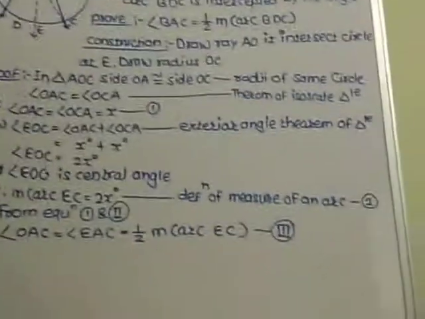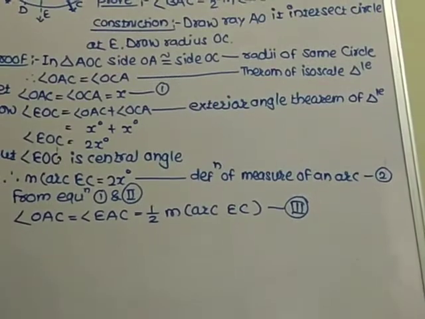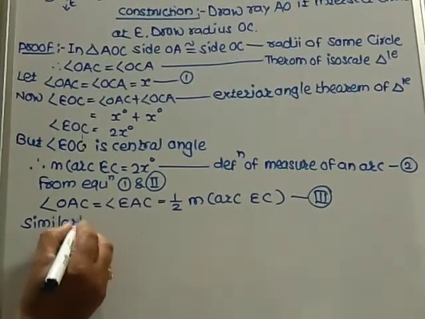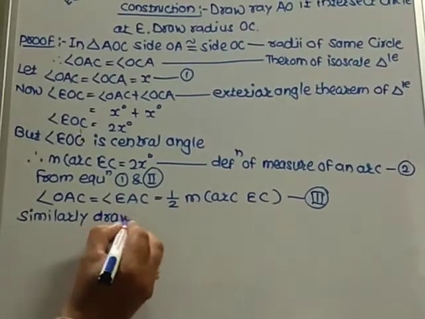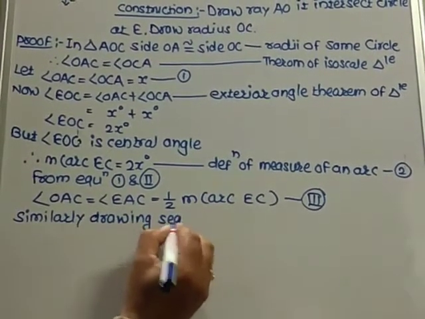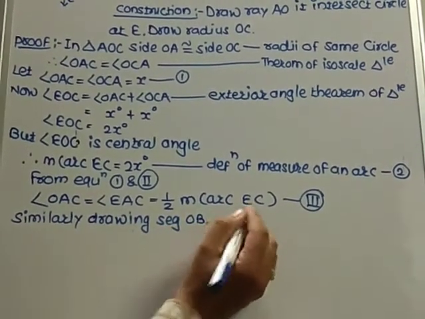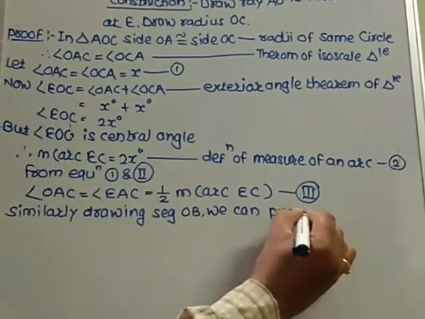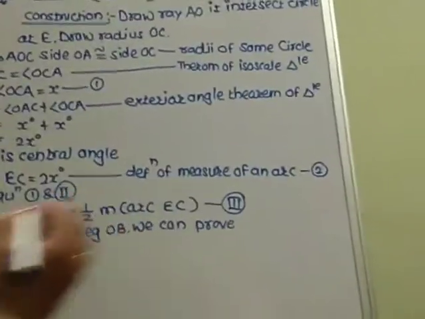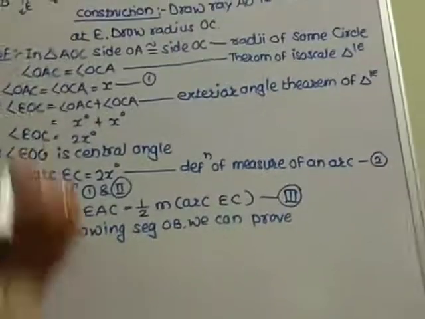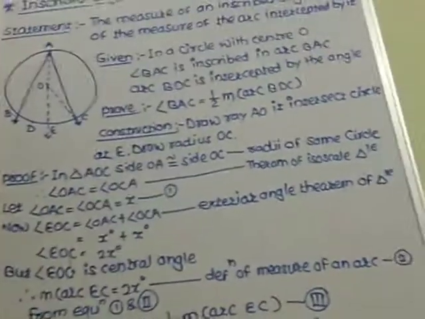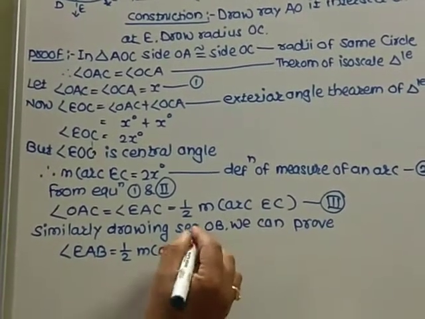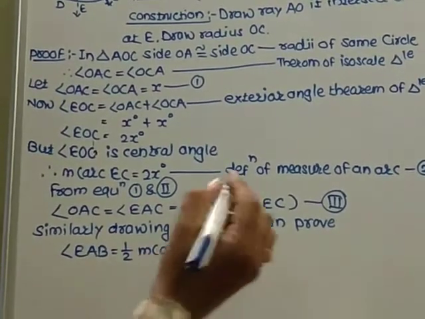Okay, similarly, drawing segment OB, we can prove angle EAB, this side, is equal to half of the measure of arc BE. Equation 4.